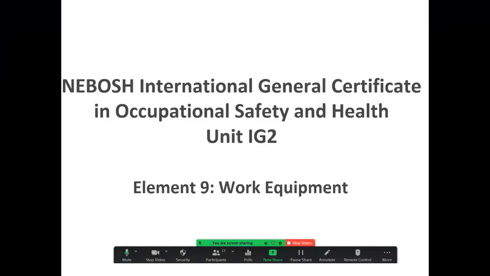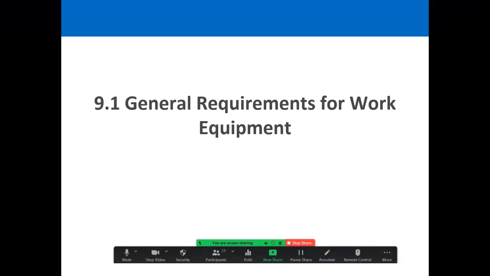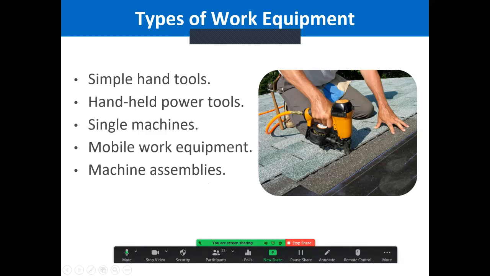Okay, so now we're going to start element number 9, which is related to work equipment. In this chapter, we're going to discuss the hazards and controls related to the various equipment and tools that we use in the workplace. We'll discuss some general requirements for work equipment in this topic first.